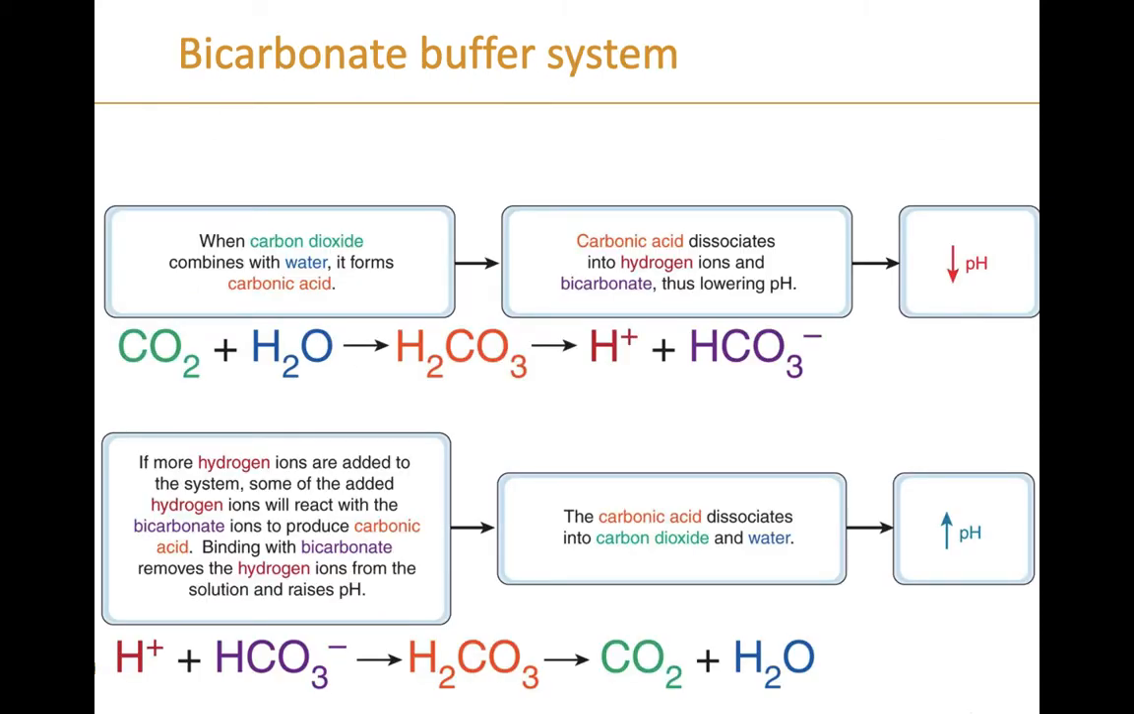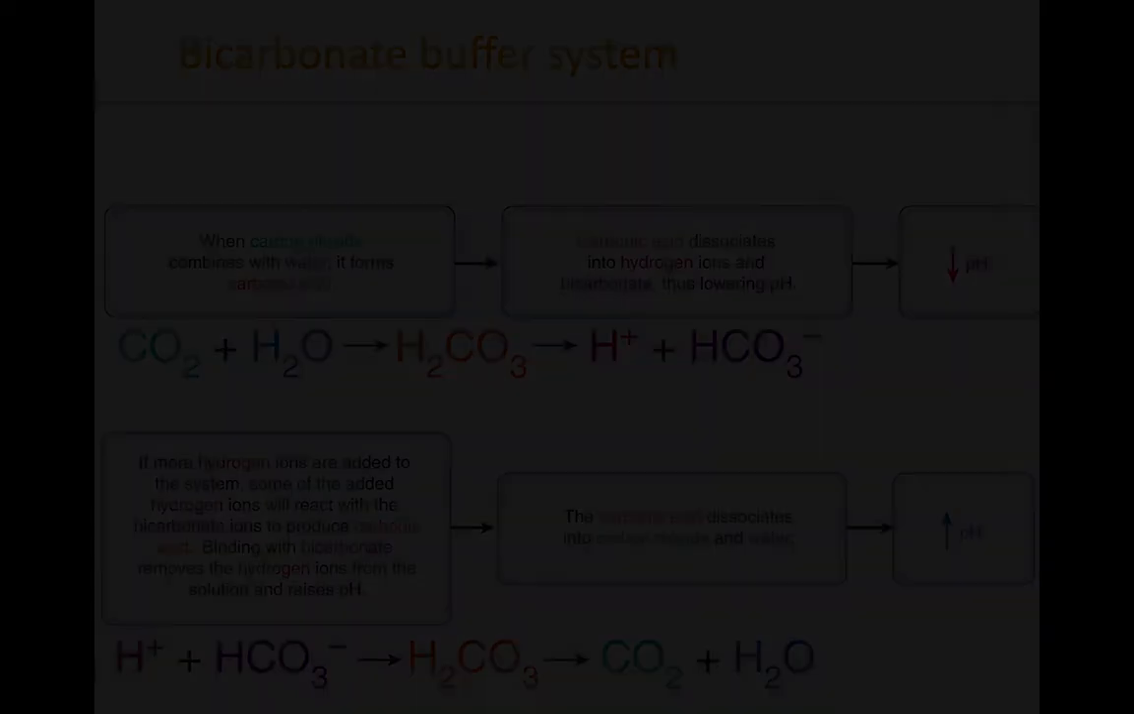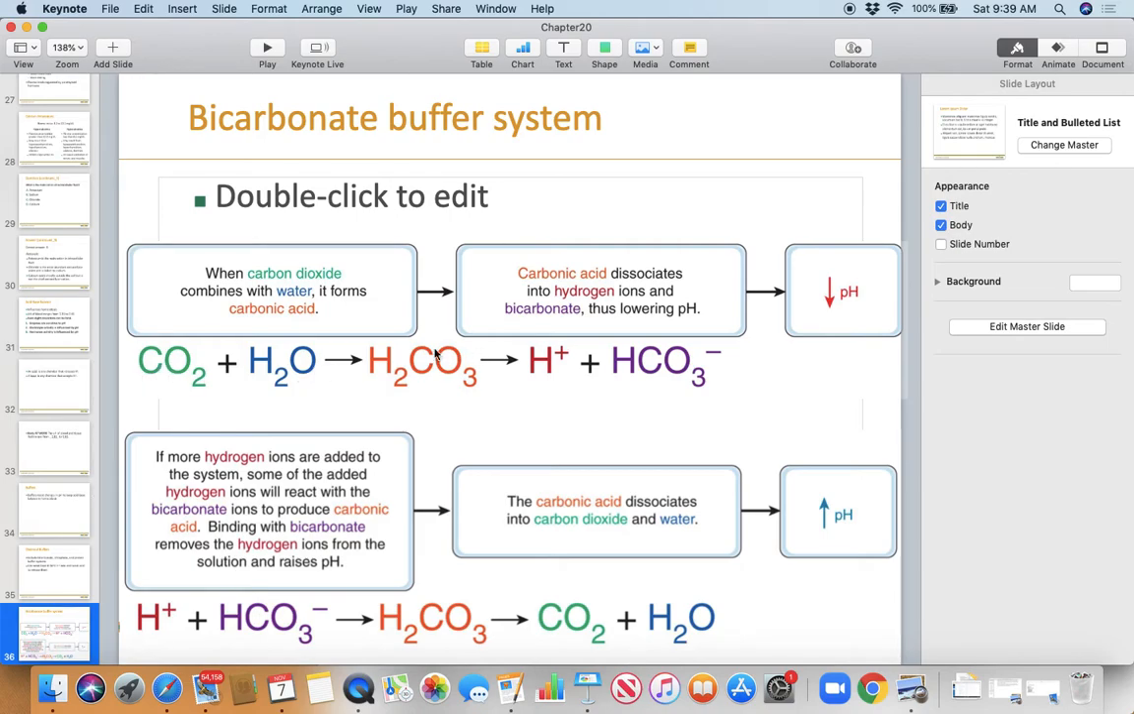So let's look at one of these. The bicarbonate buffer system is the main extracellular buffer system. We can see here, when carbon dioxide combines with water, it forms carbonic acid, which is a weak acid. It dissociates into hydrogen ions and bicarbonate, and that lowers the pH. If more hydrogen ions are added to the system, they'll react with bicarbonate to form carbonic acid, which then dissociates into carbon dioxide and water, and that raises the pH.